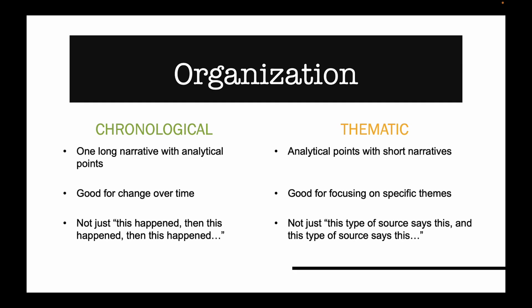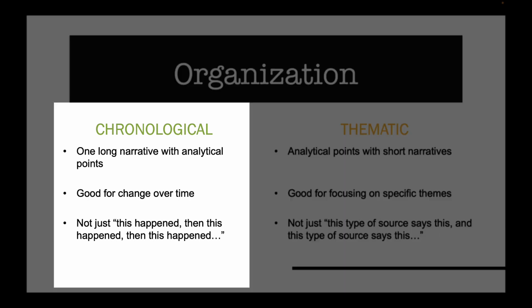Okay, so another thing to think about when we're planning analytical essays is the overall organization of the essay. In history essays, there tend to be two different types of organization. The first is chronological. This means that you start at one point in time and go down the chronological spectrum, providing one long narrative broken up by analytical points in the middle. This is a great way to organize a paper if what you're trying to emphasize is change over time. Something began one way and then ended another way at a different point in time.